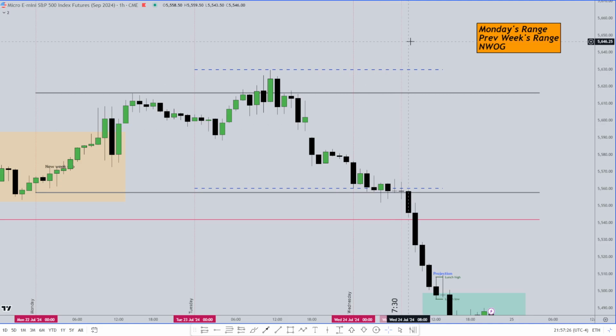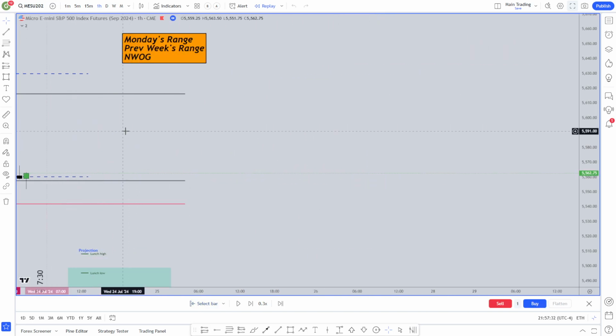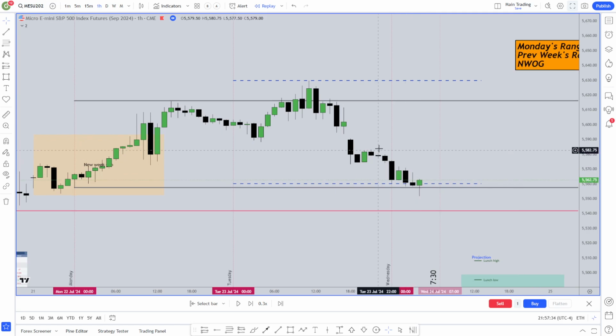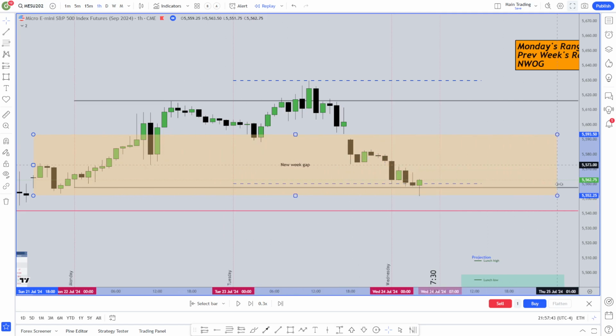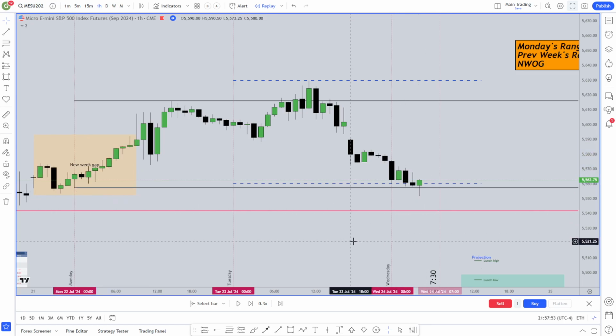I'm gonna come out of the screen. Let's just stick this in replay mode before we start today. So we open up Wednesday, right? We're waking up for the morning, getting ready for New York. And what we see is that price is floating around the base of the new week opening gap. We have a Tuesday high, and with this wick below Monday, we potentially could have a Wednesday low.